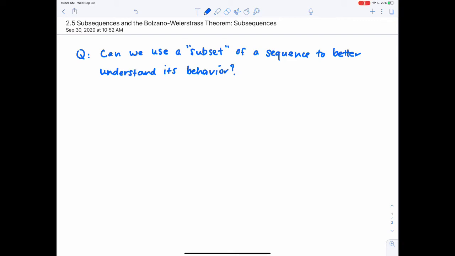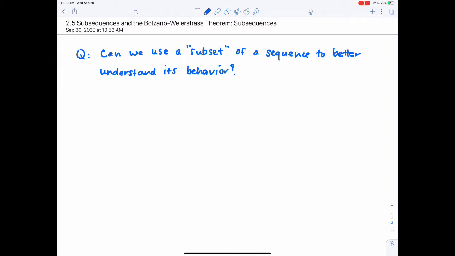One of the motivating questions for section 2.5 is, can we use a subset of a sequence to better understand its behavior? And that's what a subsequence is going to be defined to be. So we'll have to be careful about how we define that. But if you think about it, given a sequence, there are infinitely many values in that sequence. Is there a way to look at just a smaller subset of those values to determine what's happening?